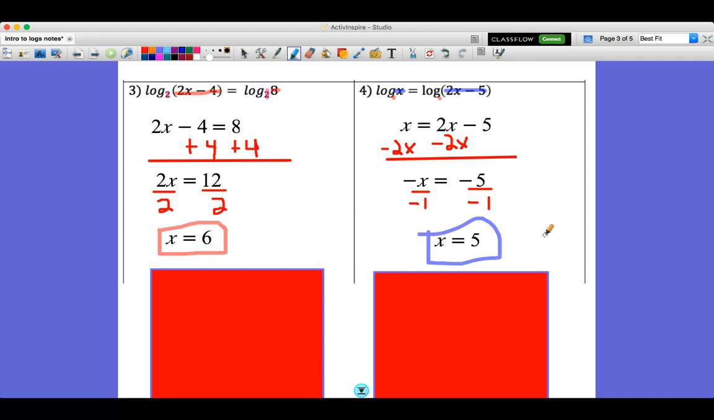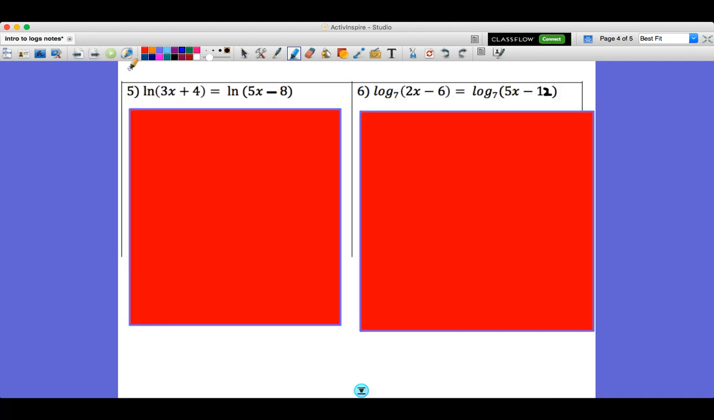All right, we got 2 more examples to look at that are similar to the first 4. So number 5 says ln of 3x plus 4 equals ln of 5x minus 8. Remember that ln just stands for natural log. So it's just saying log base e. So if you see ln in your equation, it's still done the same way.